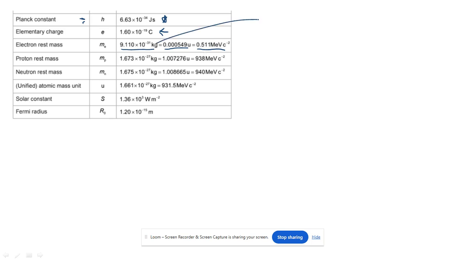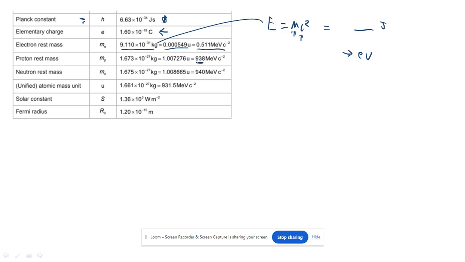So try this: E equals mc squared. Take that mass and plug it in there, with the speed of light, and you're going to get something in joules. And then convert that to electron volts and see if you get 0.511 MeV. I bet you do. That's what they're saying. So that's the energy.